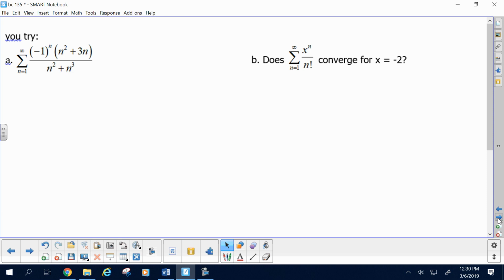1 to the infinity is not an indeterminate form. Approaching 1 to the infinity is an indeterminate form. But 1 to the infinity is not an indeterminate form.